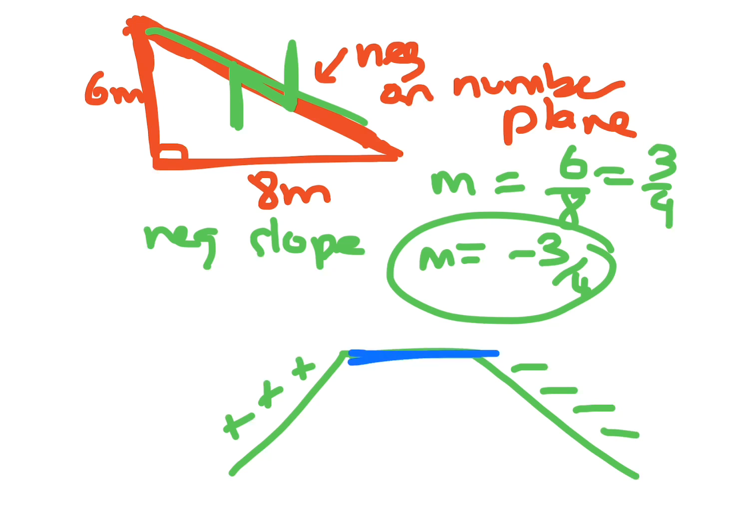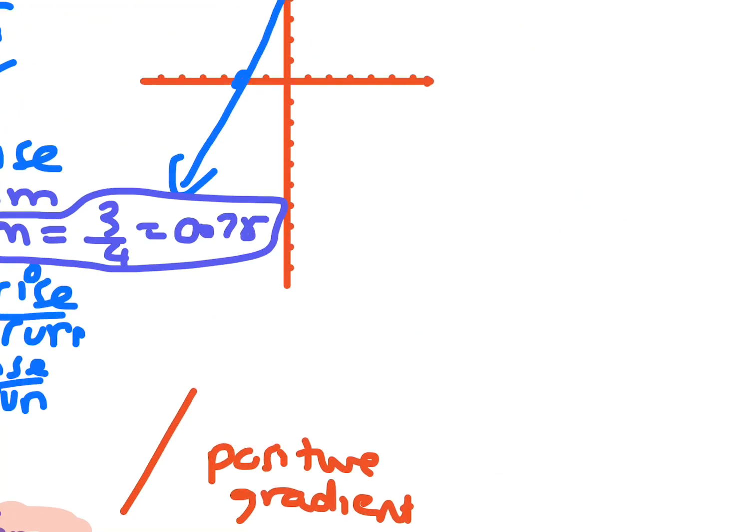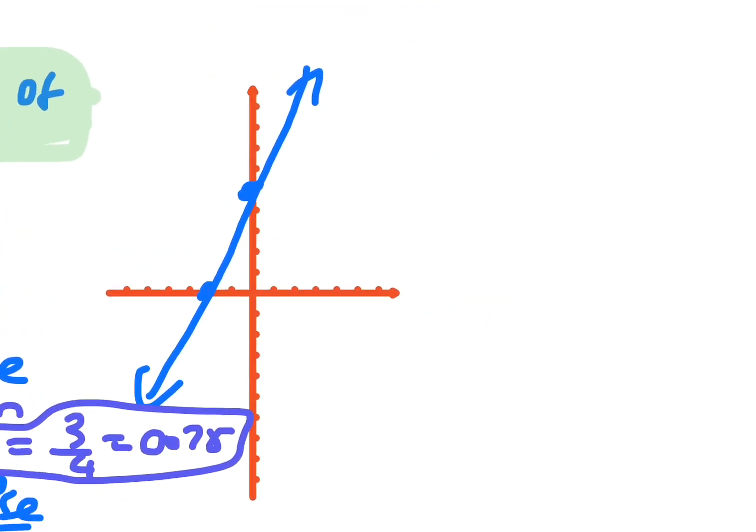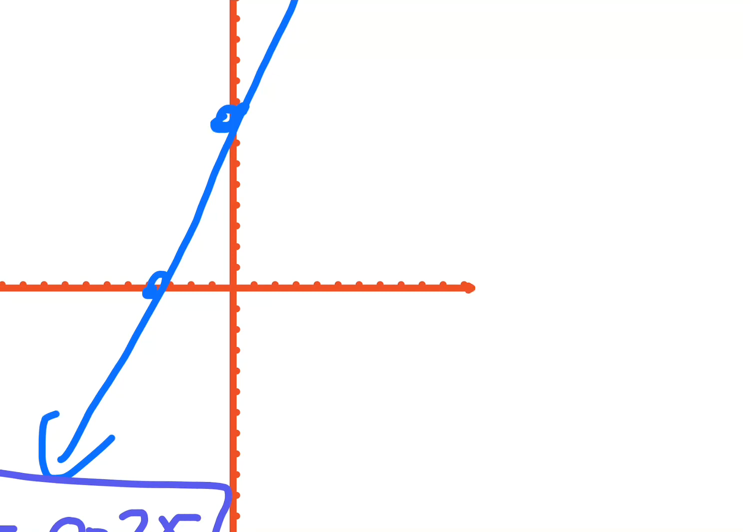Just here, you notice how it's flat? That would actually have a 0 gradient. This one has a positive gradient, this one has a negative gradient. So if you look on a number plane, you're looking at this one here, okay, and we're just going to make it go through some definite points here.